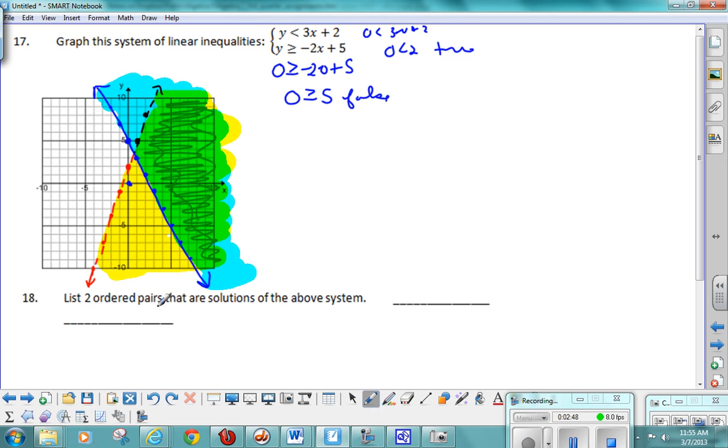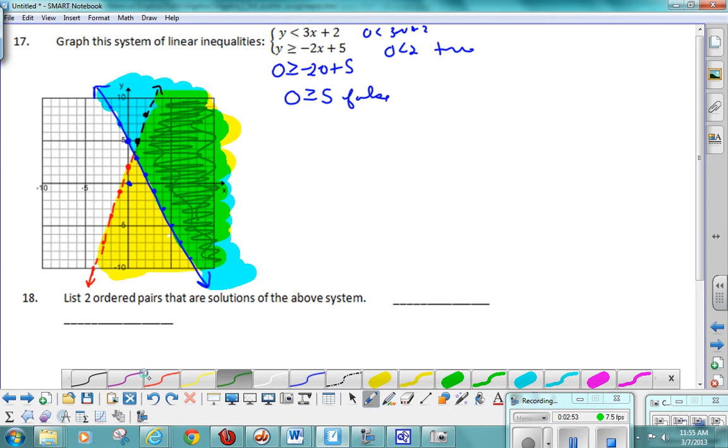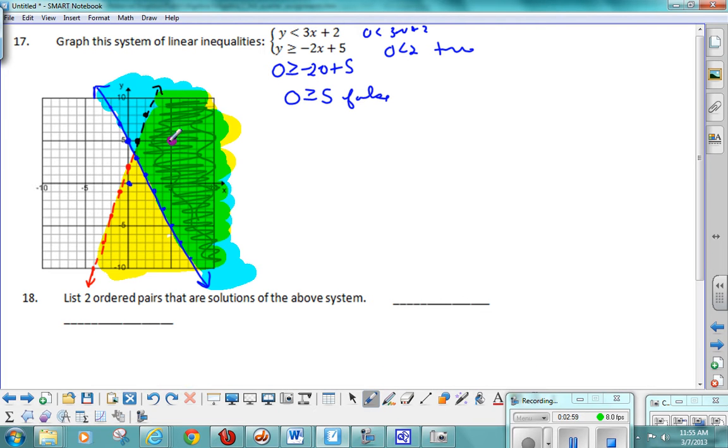Okay, and then number 18 says to list two ordered pairs that are solutions of the above system. If I have solutions, any point in the shaded area would be a solution. So I could pick this point right here. That point is 5, 5. So I know 5, 5 is a solution. I could pick a point down here. I could do this point right here. That would be 10, negative 5. So any point that's in the dark shaded area is a solution to the system.